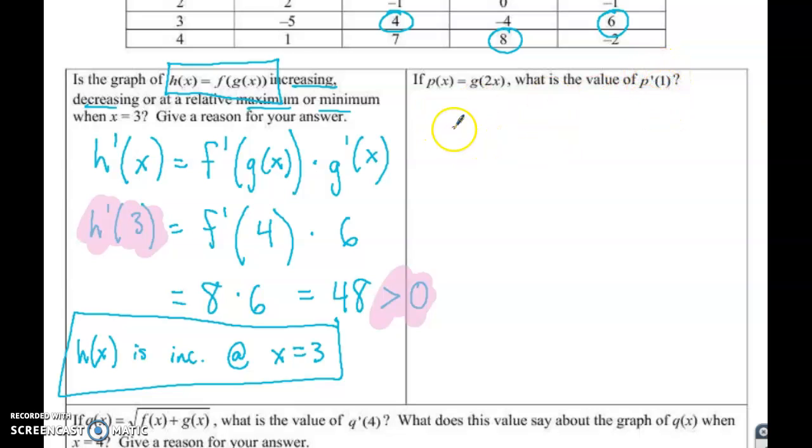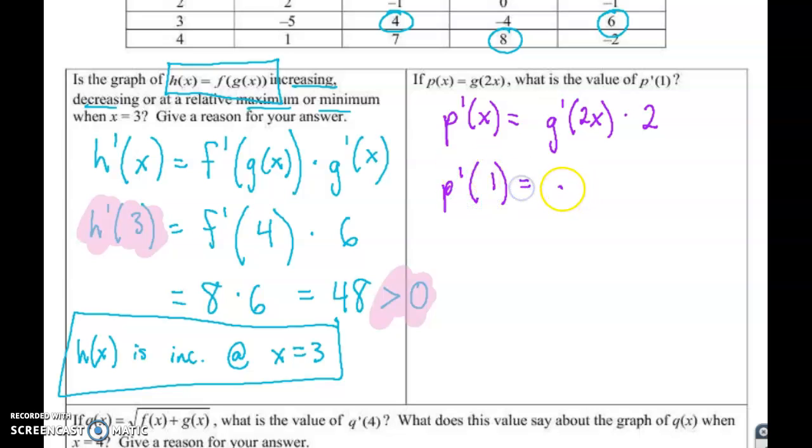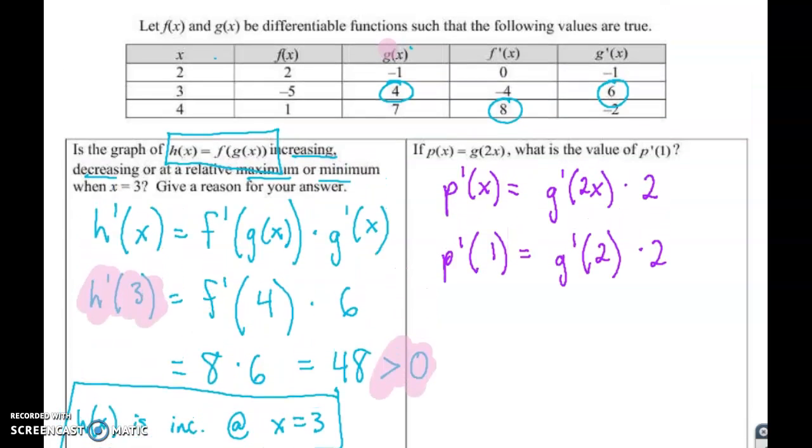So if we're trying to find p prime of 1, well, first let's find p prime of x. Now this is a composition function because the outermost function is g, so g prime of 2x. But then you have to multiply by the derivative of the inner function, which is 2. So now when we do p prime of 1, we have to do g prime of 2 times 1, which is 2, and then multiply that answer by 2. So look on your function, what's g prime of 2? Looks like it's negative 1. When you multiply it by 2, you get negative 2.